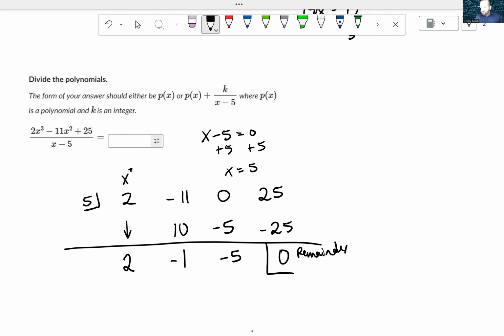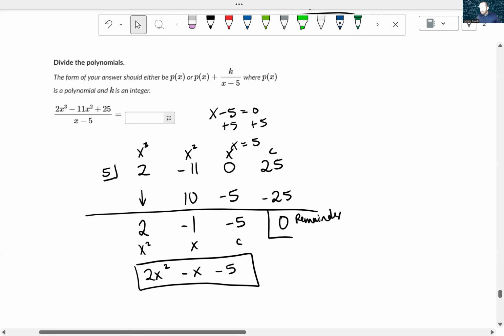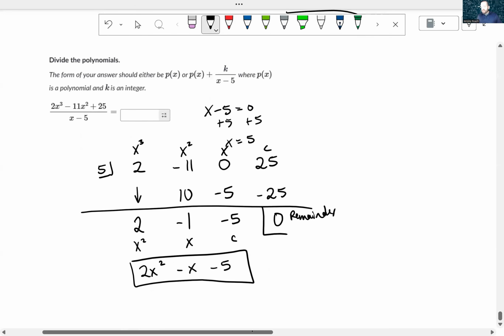So this was x cubed, x squared, x, and our constant. Our answer is going to be 1 lower. So this is x squared, x, constants, and the remainder. So our final answer, same answer, 2x squared minus x minus 5 is our final answer. Whenever I'm teaching long division, sometimes I'll make a small error because I'm so used to using synthetic division when we divide these. Let's look at one more of these.